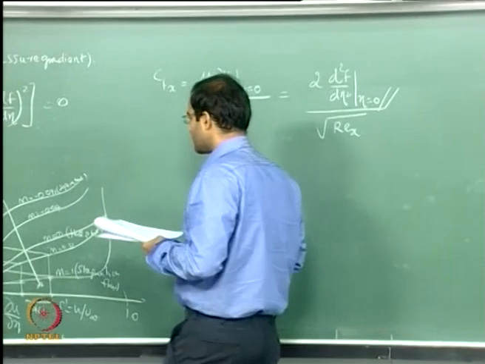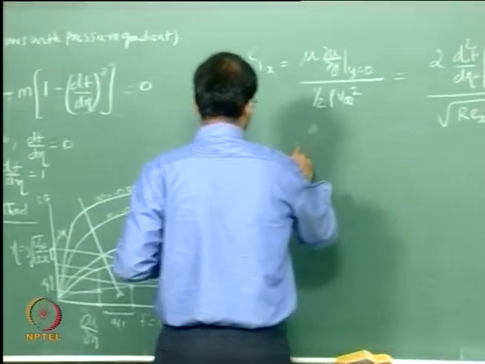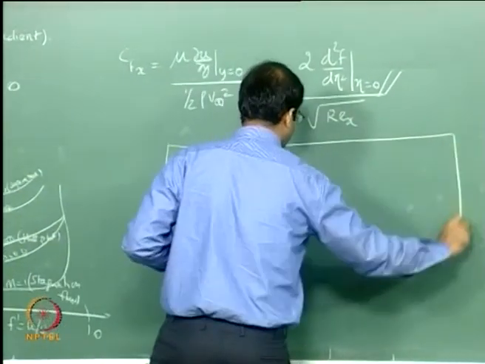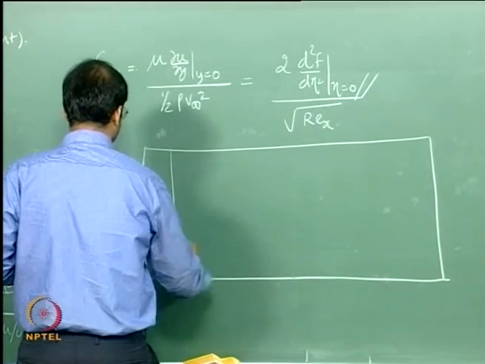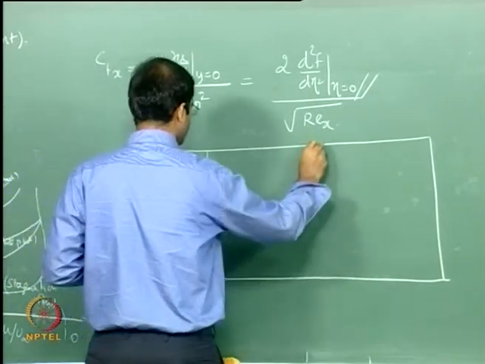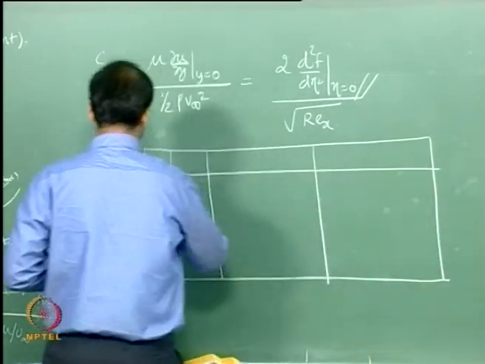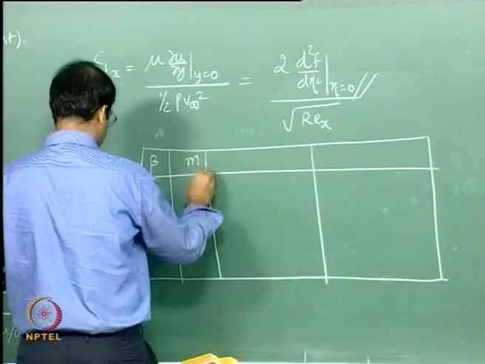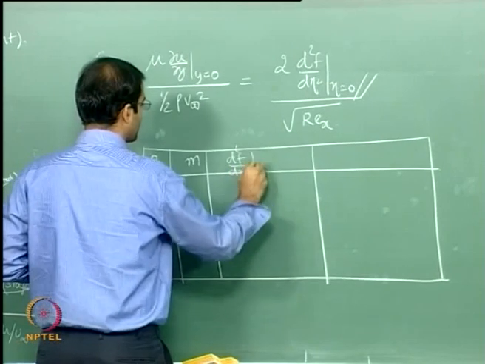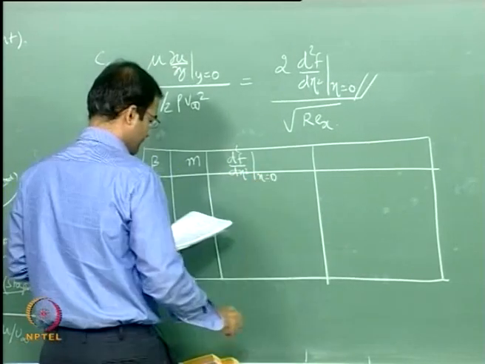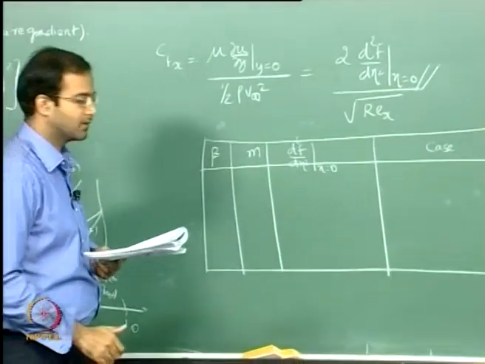So once you solve the equations by the shooting method for different values of m, we can have a nice tabulation where we can tabulate the curvature terms for different configurations. So for the value of beta, this is the value of m, and this is d square f by d eta square at eta equal to 0, and this is the particular configuration or case that it corresponds to.